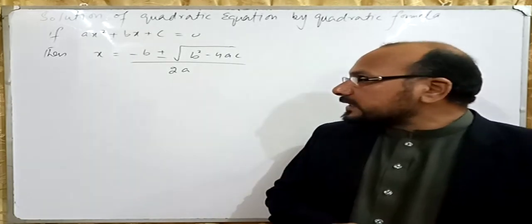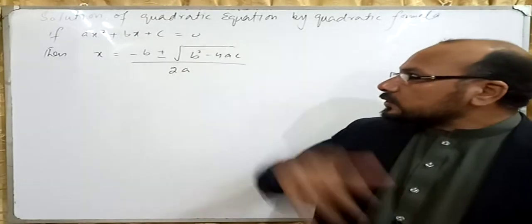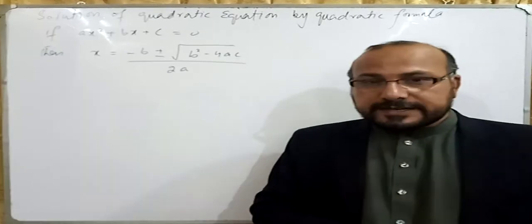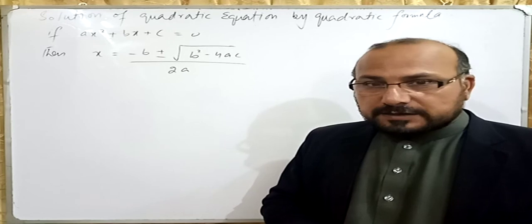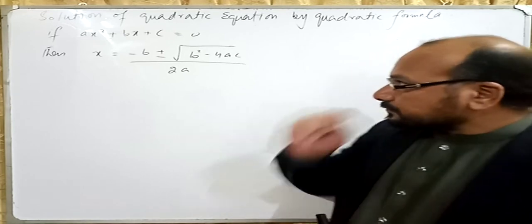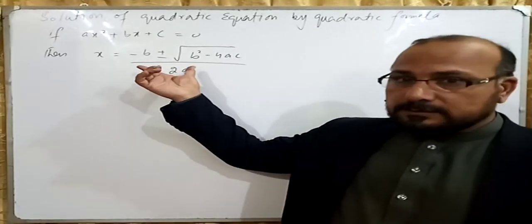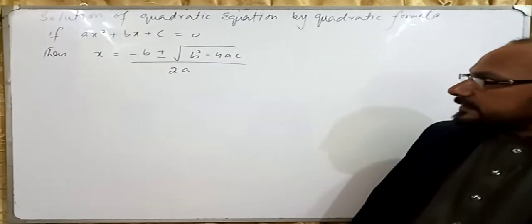So today we will discuss the quadratic formula, which is basically also called the Muhammad bin Musa formula. Now this is the formula of the quadratic. This is basically called the Muhammad bin Musa formula, through which we can find the solution set.